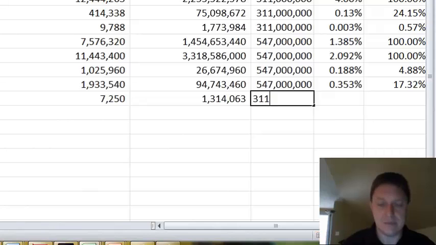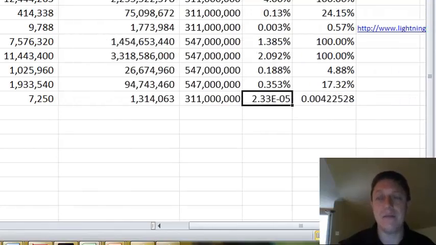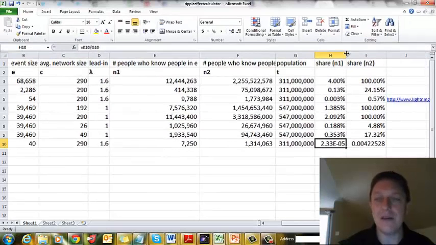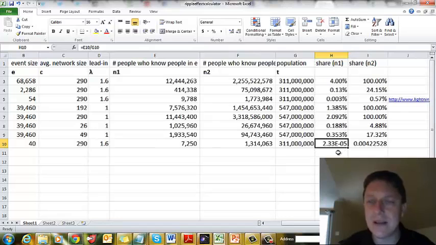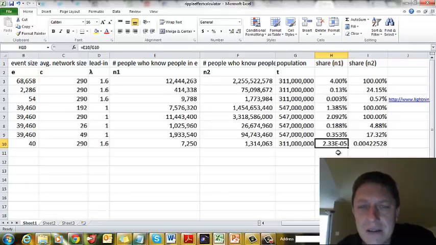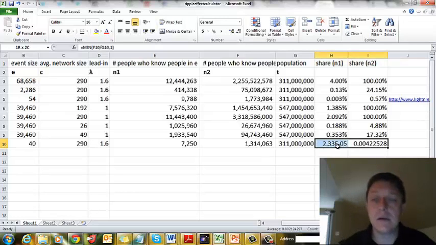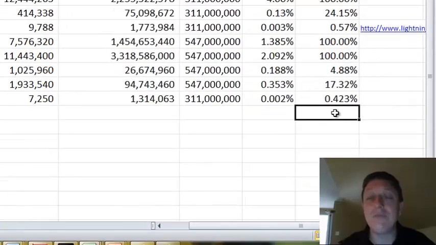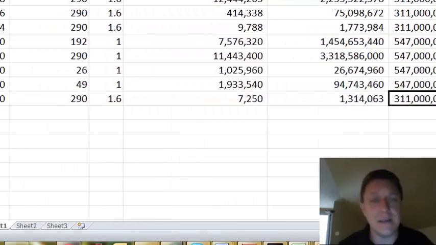Well, if we have a 311 million people country, that means, okay, not too many people are going to be known. Let's see, that's 2.33 times 10 to the negative 5. It's not that many people. It's about 0.004% of the American public who are going to know someone who was in the party. Yes, 0.4% of the American population is going to know someone who knows someone who was at your little party. That's not bad for a party of 40 people. Keep that in mind the next time you have a party.